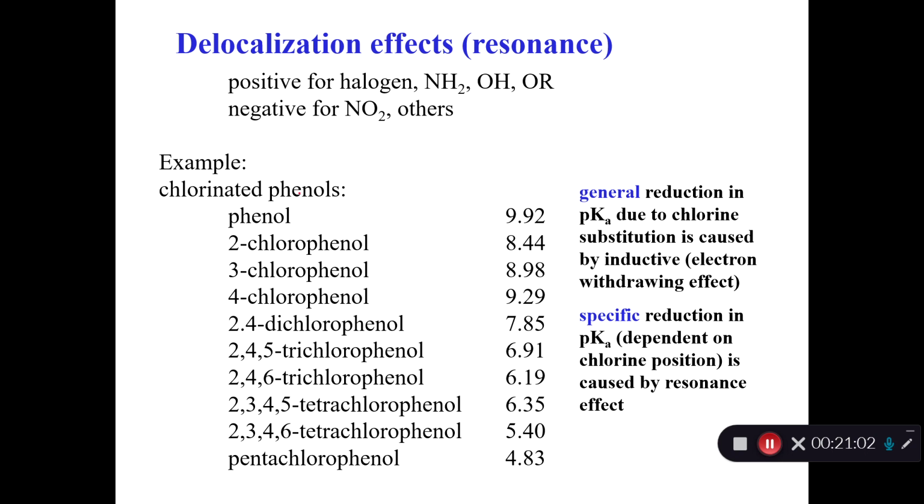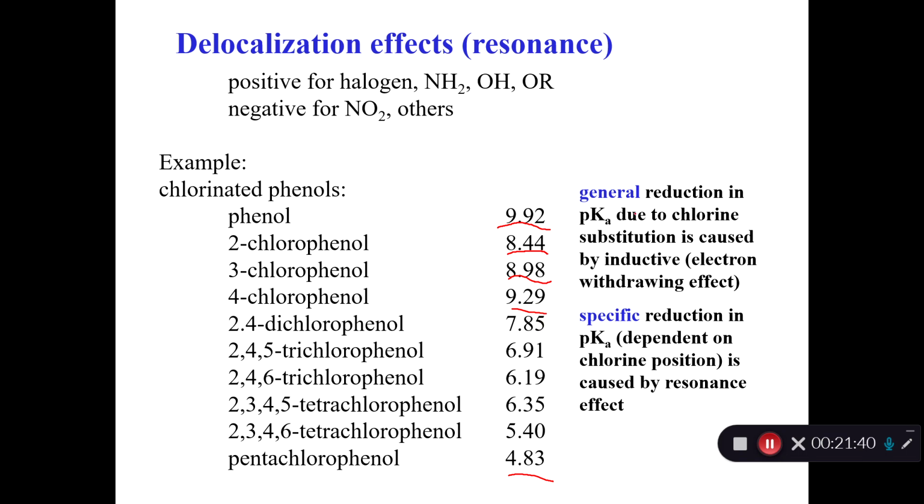So for example, for chlorinated phenols, here's phenol by itself, pKa about 9.9. And then if you start to add chlorines, you can generally reduce the pKa until you get all the way down to pentachlorophenol, where the pKa is down to 4.83. And then depending on what positions those chlorines are in, they can have a bigger effect. So 2-chlorophenol, the chlorine is much closer to the phenol group and has a bigger impact. So it lowers the pKa more than it would if the chlorine was in the 3 position. And the chlorine in the 4 position has even less of an effect.